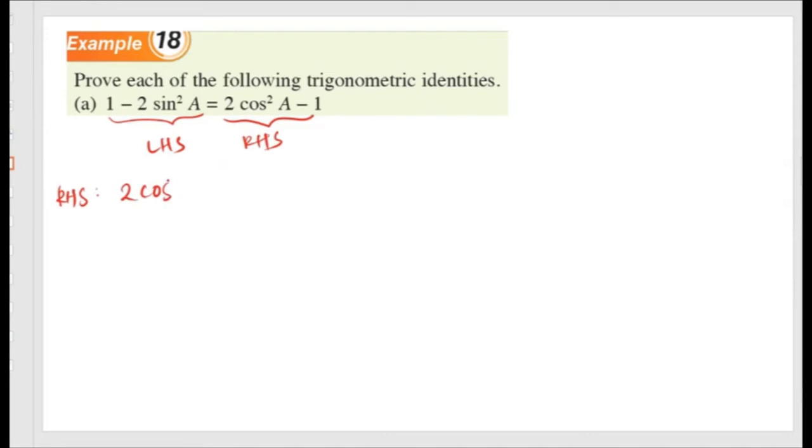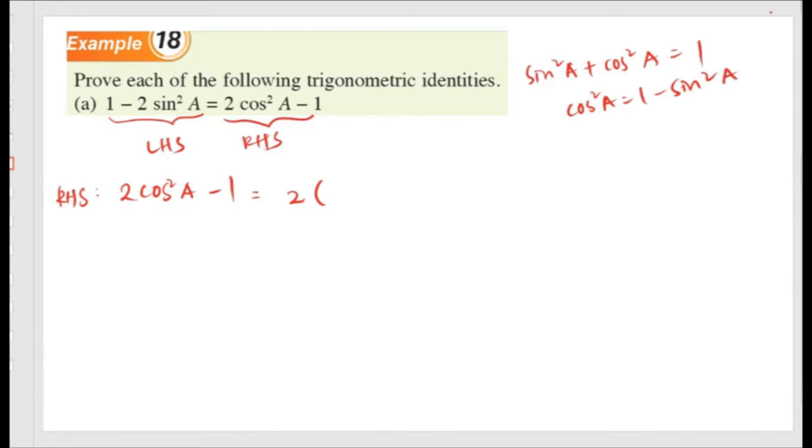2 cos square A minus 1. Okay, from the right hand side, we want to change to the left hand side. Left hand side is sine square, right? So we use the first identity again. So cos square A is what? Sine square A plus cos square A equal to 1, right? So the cos square A equals 1 minus sine square A.